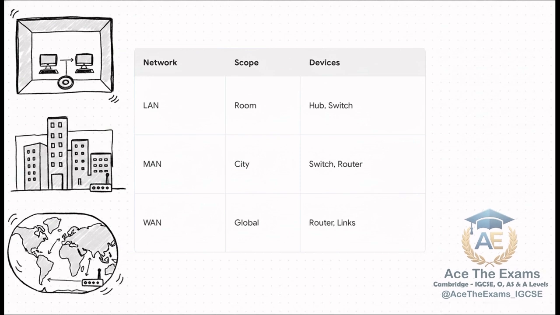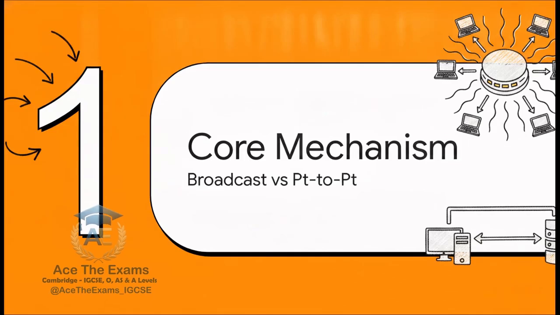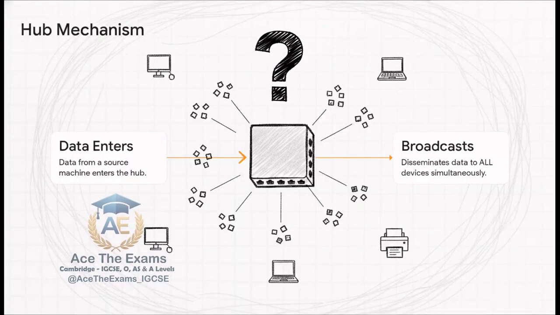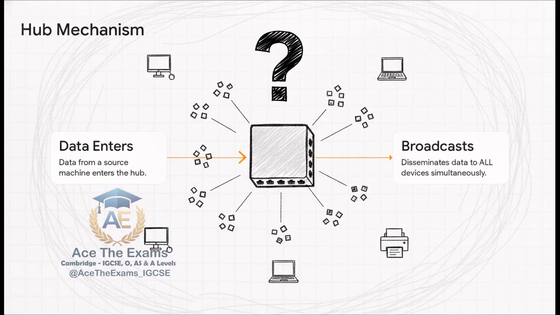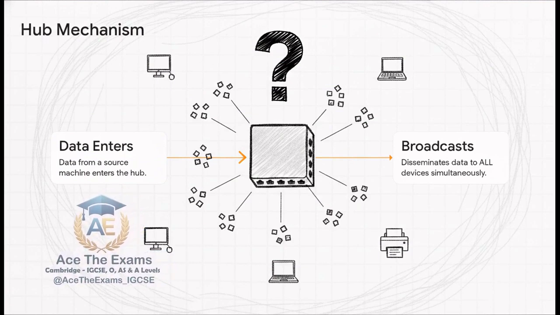Now that we have the scale perfectly mapped out, we really need to dive into the core mechanisms that make these different devices tick. Section 1. Broadcast versus point-to-point, the core mechanism. Right. This is where we separate the basic students from the top-tier candidates. We're moving away from just what the devices are, and we're diving deep into how they function internally.